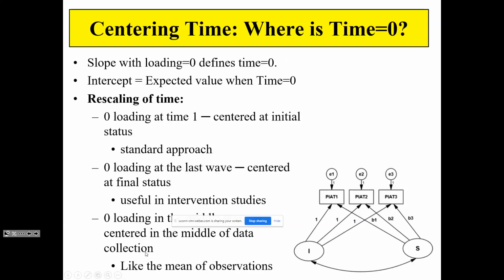Where time is 0, that's really where you're centering time. Most commonly, it's at the baseline or the first time point. But sometimes in intervention studies, people like to center time at the end, especially if you've got a treatment and a control and you want to know how different people were at the end. So maybe you want to center time at the end.